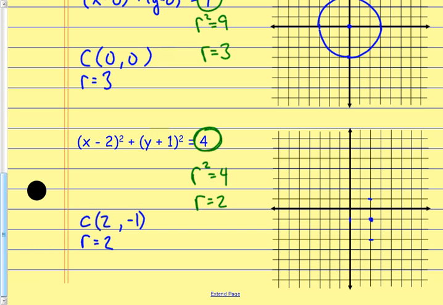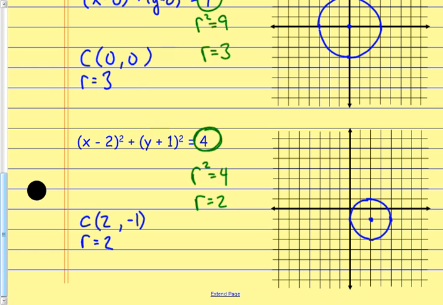So I plot these 4 values, and then I just do my best. I draw the best circle that I feel like I can draw. And that's it. There's my circle. Okay? So I plot the center, I count the radius in every direction that I can, and I draw the best circle that I can.